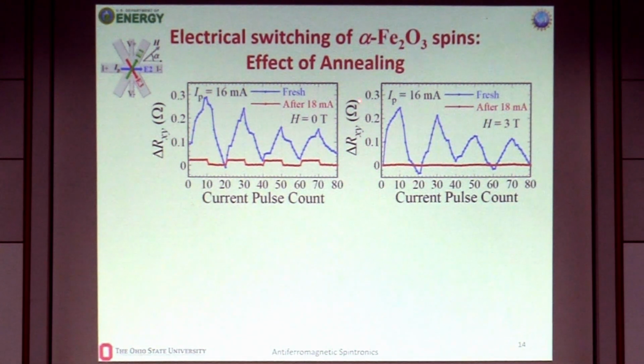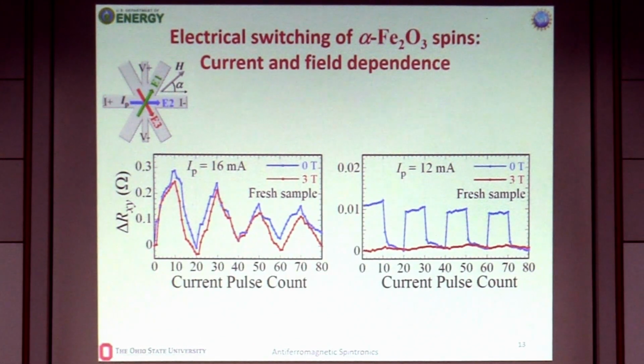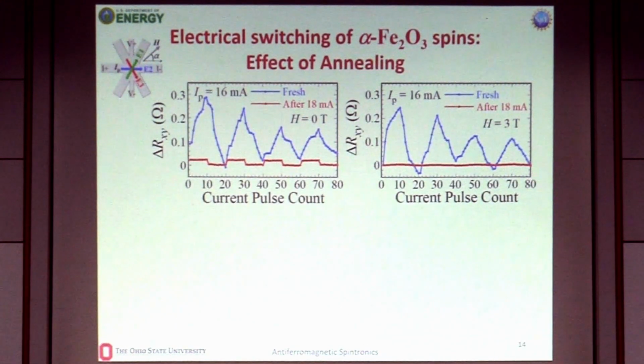Then we apply a 3 Tesla field for the same measurement. The blue one, the fresh one, you have seen that before, remains essentially unchanged, but this red one becomes flat. That means after the 18 milliamp, we call it annealing, that zigzag feature, the triangular wave feature, is gone, and the field can actually freeze it, just like the previous 12 milliamp. So now the new 16 milliamp behaves more or less like the old 12 and 10 milliamp, the low current regime. Somehow this annealing largely got rid of whatever caused this triangular behavior.